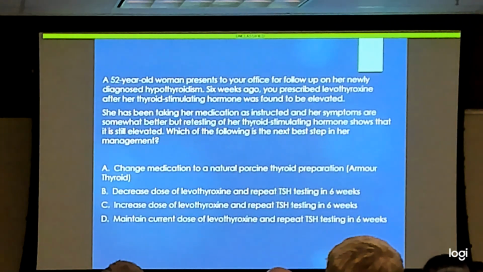A 52-year-old female presents to your office for follow-up on her newly diagnosed hypothyroidism. Six weeks ago, she was prescribed levothyroxine, also Synthroid, after thyroid stimulating hormone was found to be elevated. She has been taking the medication as instructed. Her symptoms are somewhat better, but retesting shows that her thyroid stimulating hormone is still elevated. Which of the following is the next best step in her management? So somewhat better doesn't mean all better. Makes sense?